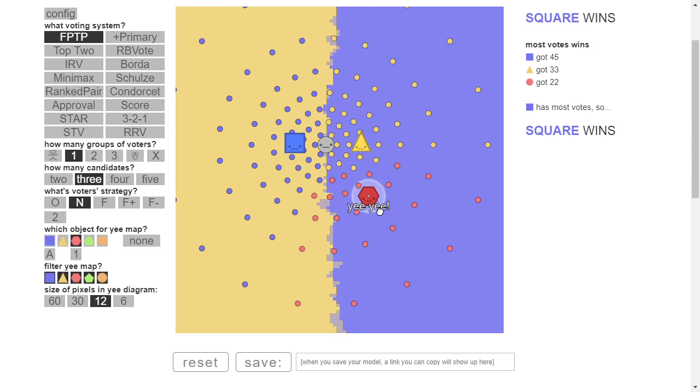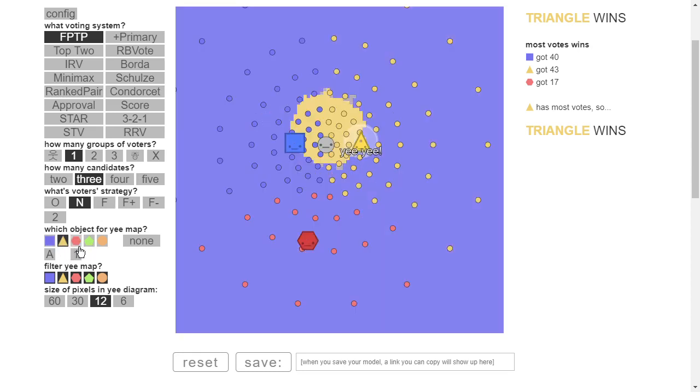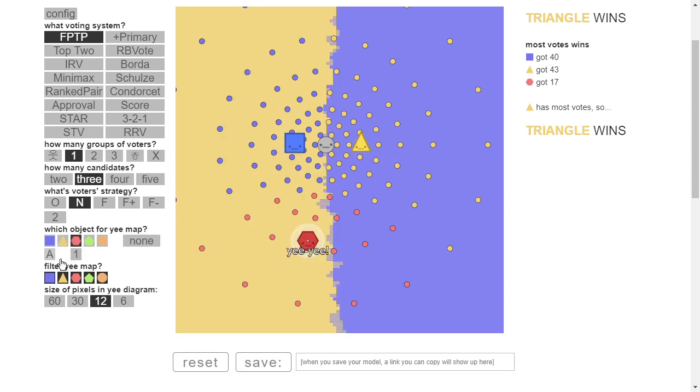Red's the spoiler. So Yee diagrams, just to sum up, they show who's the winner. You can base that on the movement of any one of these guys. So it can be based on the movement of blue, yellow, red, and you can also have it based on the center of the voters.